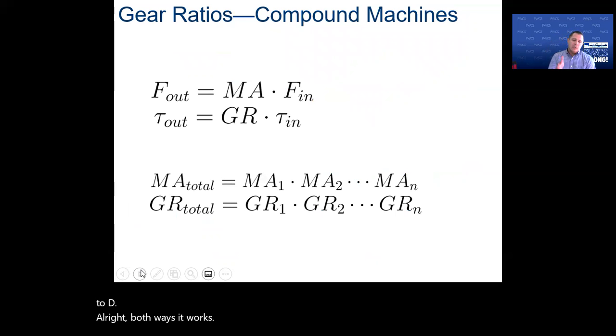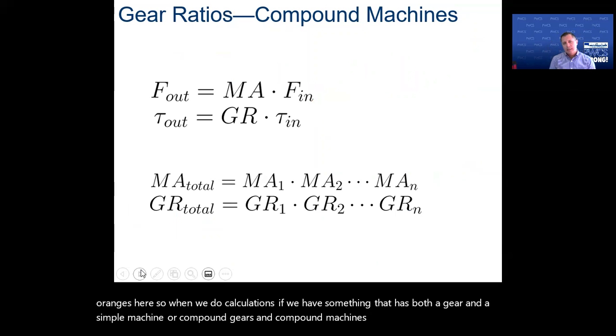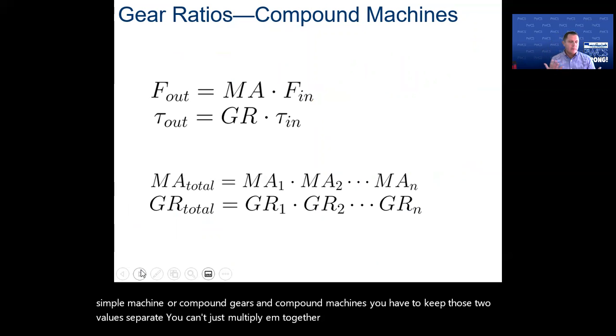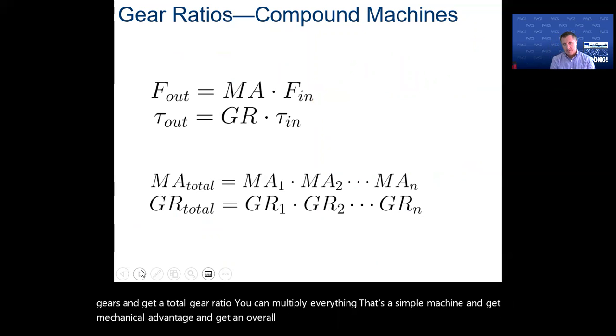Now, gear ratios and mechanical advantage are similar but different. We're talking apples and oranges here. So when we do calculations, if we have something that has both a gear and a simple machine, or compound gears and compound machines, you have to keep those two values separate. You can't just multiply them together. All right. You can multiply everything that has gears and get a total gear ratio. You can multiply everything that's a simple machine and get an overall mechanical advantage, but you have to keep them separate.